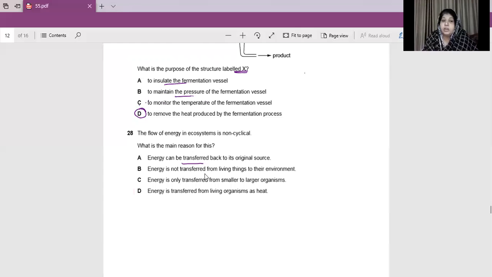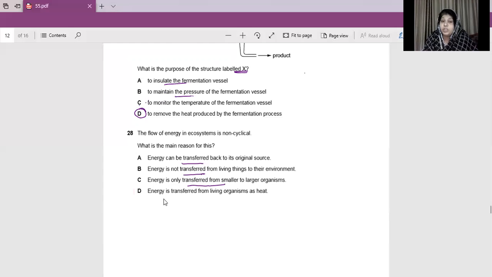Energy is continuously transferring. We are respiring, we are producing energy, and it is going into the environment. Does energy only transfer from the smaller to the larger group? No way. It may be the opposite many times.